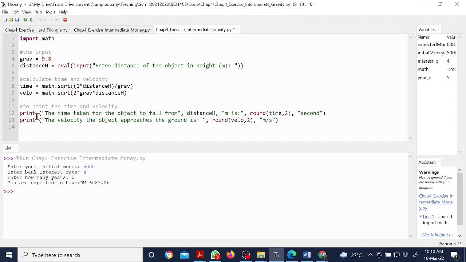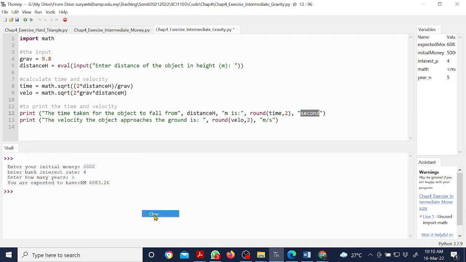So I print here the time taken for the object to fall from what distance. What distance comes from here, so I put distance, and then a comma, and then another quote, which means I'm going to print this text, which is m is double dot, and then a comma, and then I'm going to print my value of time, from here. I will round the value of time to 2 floating points, comma, followed by another text to be printed. I have second.